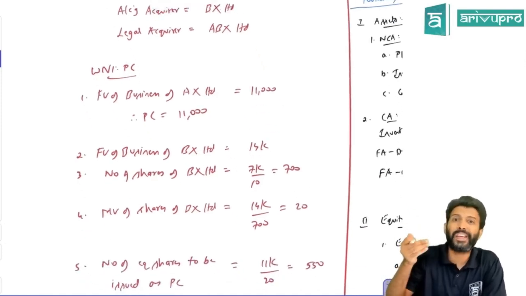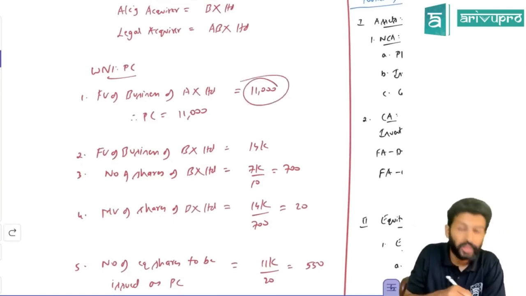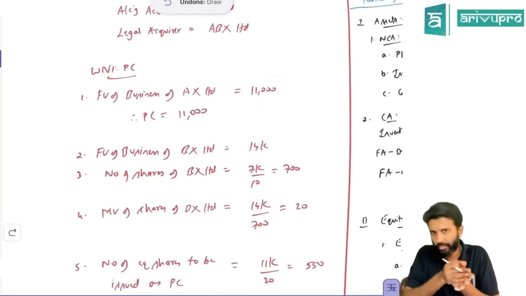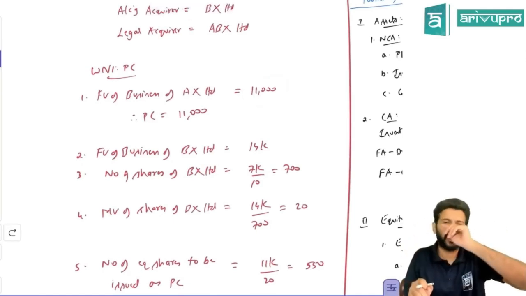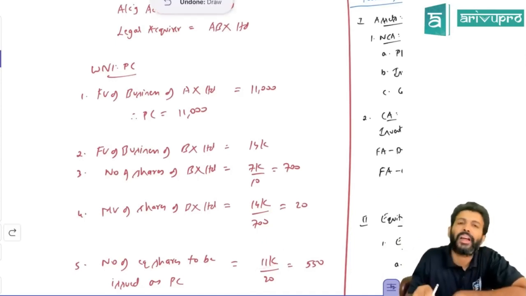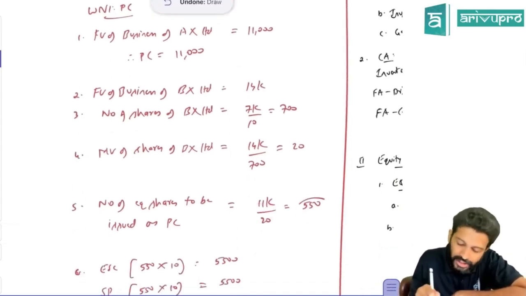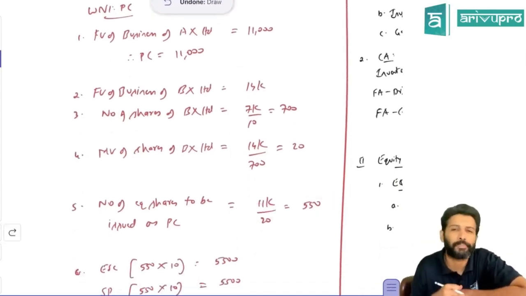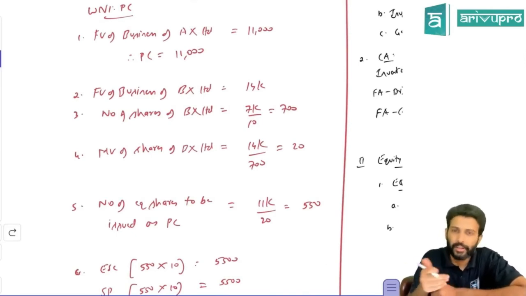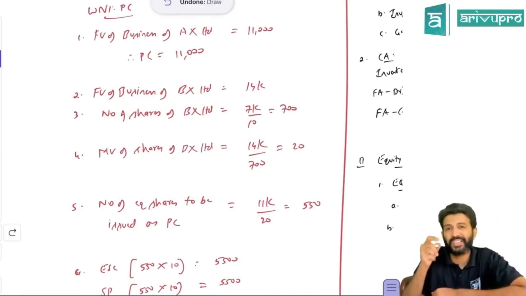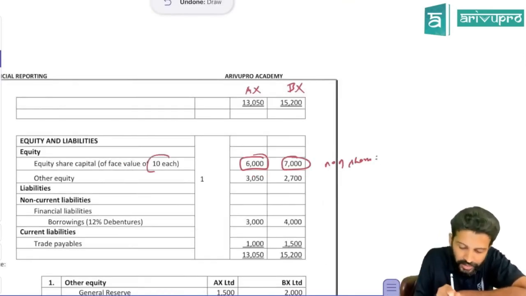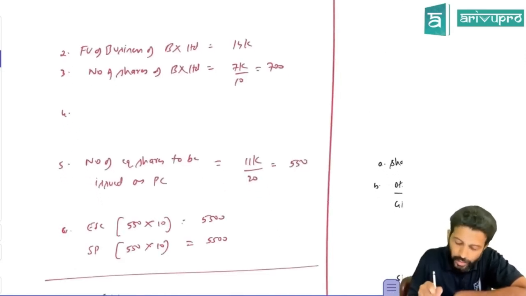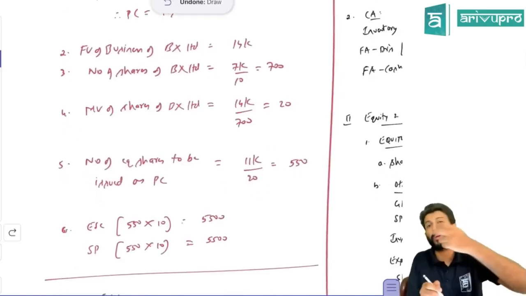How much does BX have to give to AX? 11,000. How will this be discharged? Not by cash. All this is reverse acquisition, routed through shares. So 11,000 totally we need to give and the fair value of one share is 20 rupees. So how many shares will be issued? 550. Market value is 20, no? But the face value of each share is 10. They told in the problem the face value of each share is 10. You're issuing totally 550 shares, but you're issuing them at 20 rupees indirectly.